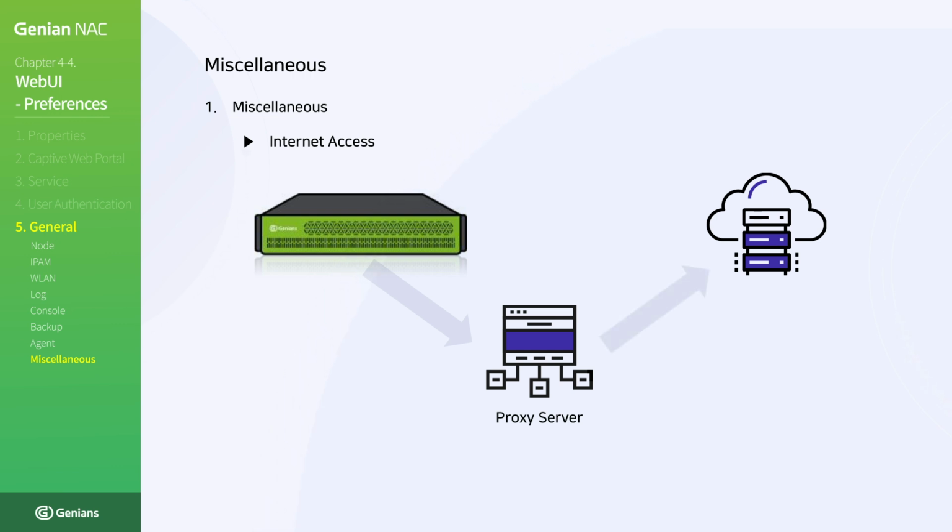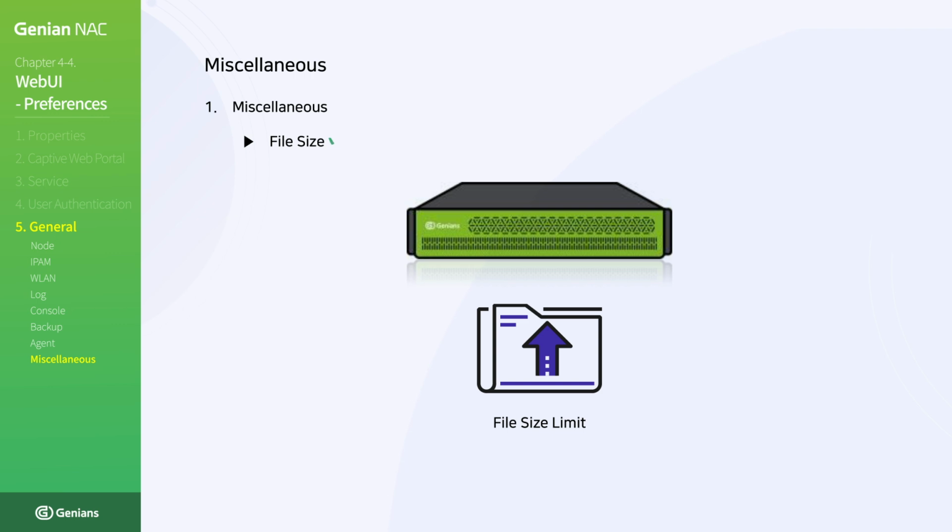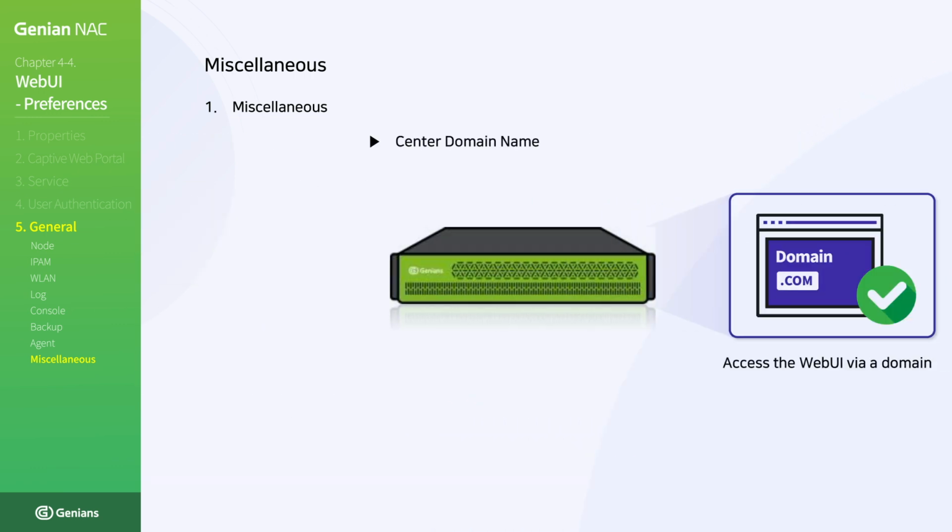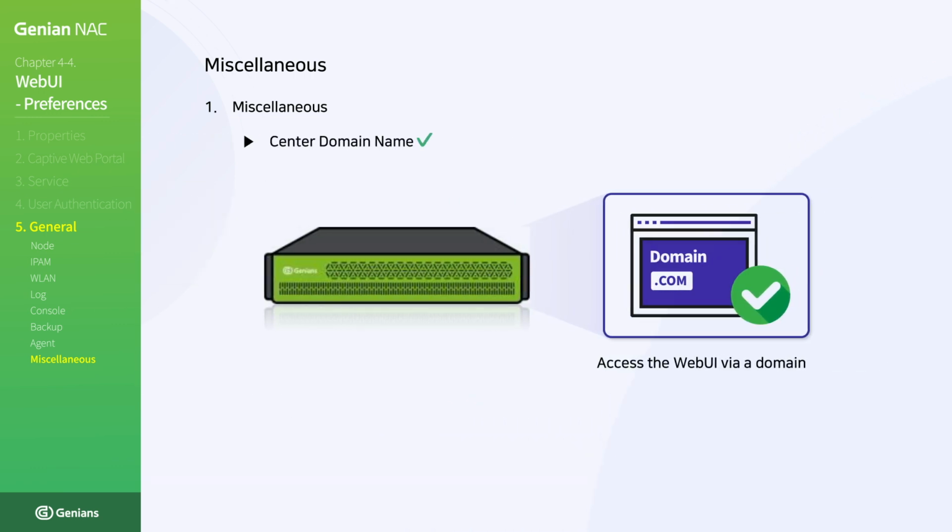The Internet Access section is an option configured to enable the policy server to update the latest operational data from the company's update server and to utilize features like SMS alerts. If the policy server resides in an isolated network, this option is not used. When a proxy server is required for internet connectivity, configure the proxy server settings by entering the server IP.